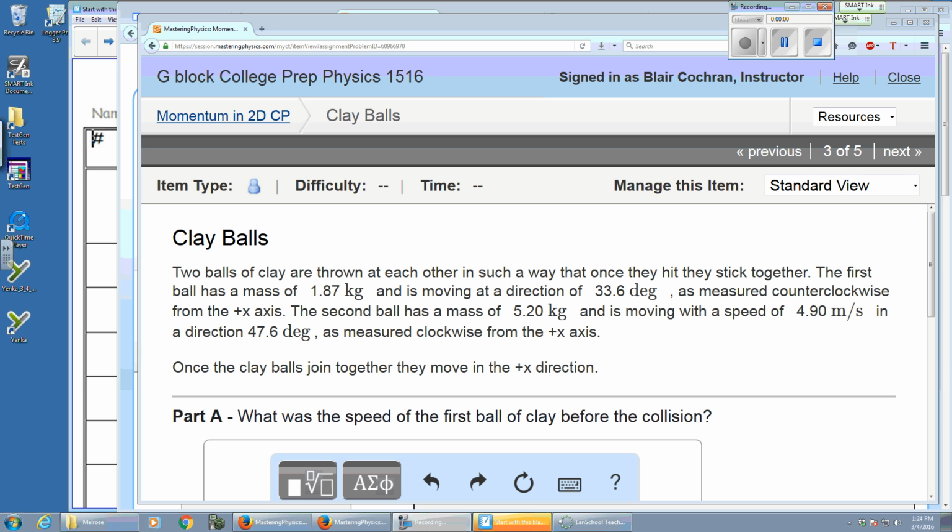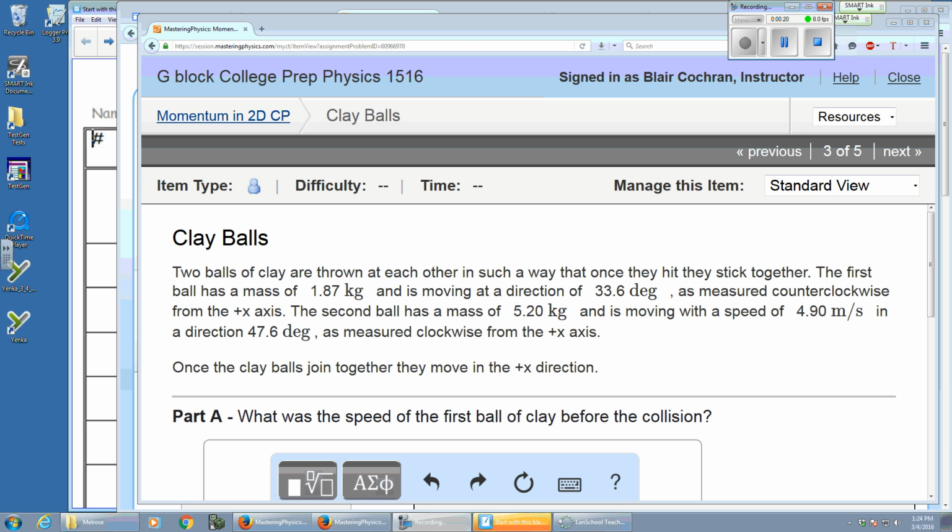We'll start with clay balls. Two balls of clay are thrown at each other in such a way that once they hit, they stick together. The first ball has a mass of this and is moving at this direction. It's measured counterclockwise from the x-axis. So x-axis and then upwards, counterclockwise.